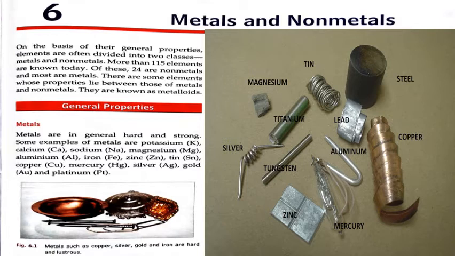Okay, so let's begin. More than 115 elements are known today. Of these, 24 are non-metals and most are metals. There are some elements whose properties lie between those of metals and non-metals. They are known as metalloids.